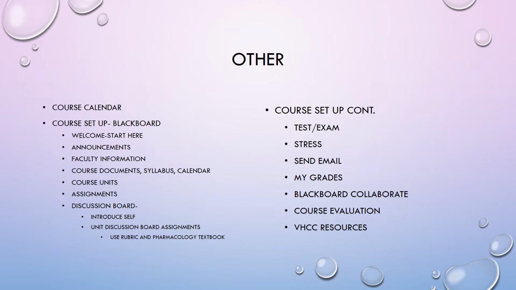My faculty contact information is in the faculty information section. And then the course documents, syllabus, and calendar. You've got lots of different documents in there that are to help you throughout this course. Your handbook is there, your student handbook, and lots of different things there. There are excerpts from the syllabus that I put on there for you, so all of it's there for your use. And then you have your course units, and so when you click on course units, you'll see Unit 1, Unit 2, Unit 3, Unit 4, Unit 5.